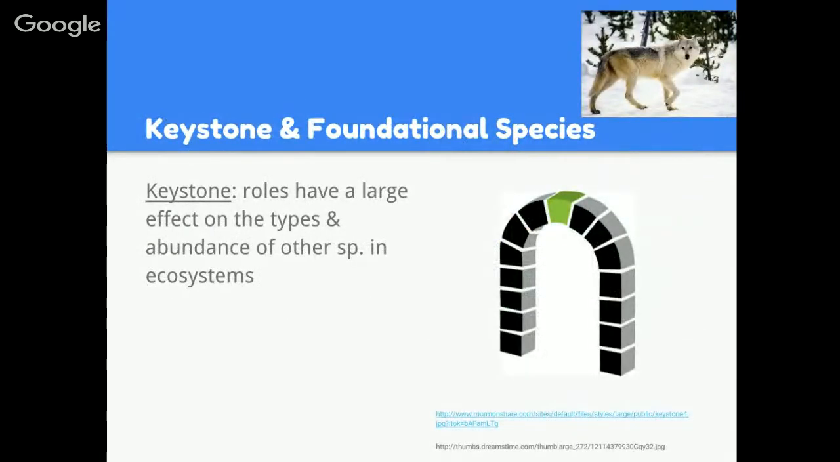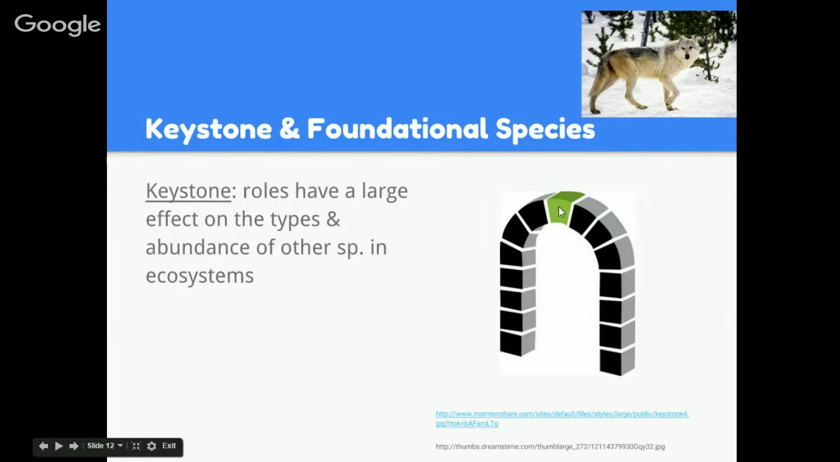So let me talk about keystone species very quickly. Now we have foundational species, which are species that are important and they benefit other species within an ecosystem. Keystone species, though, and this is in reference to an arch. We have our keystone here at the top of our arch. Without that keystone, if you remove that, the entire arch would crumble. It would fail to be supported.